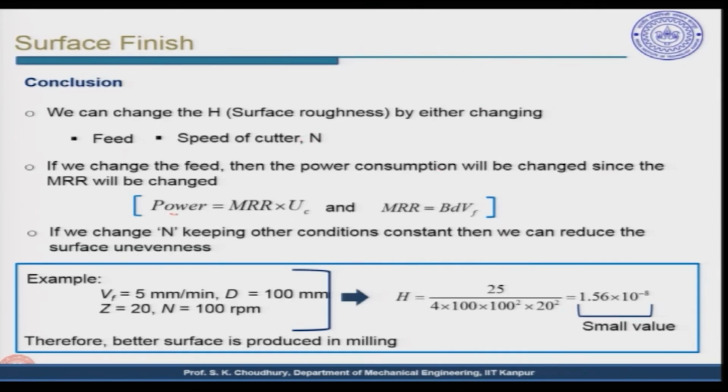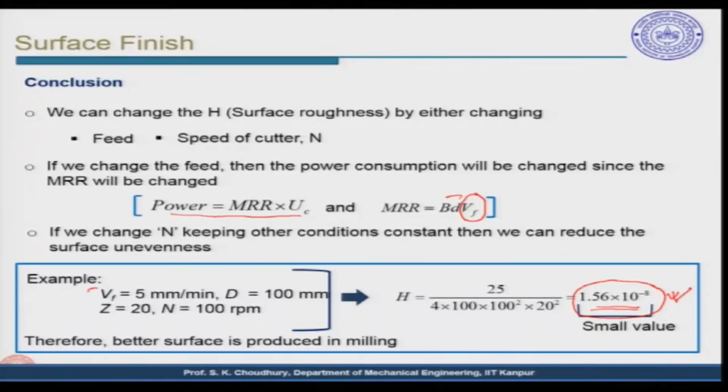Here it is written that power will be changed, because MRR is given where we have the Vf involved. That we have already said. Now, there is a small numerical example. You can see that the Vf is given, diameter is given, Z, the number of teeth, and RPM are given, and you can find out from here the value of H. I have given this example because you have to compare it with the similar parametric values of turning.